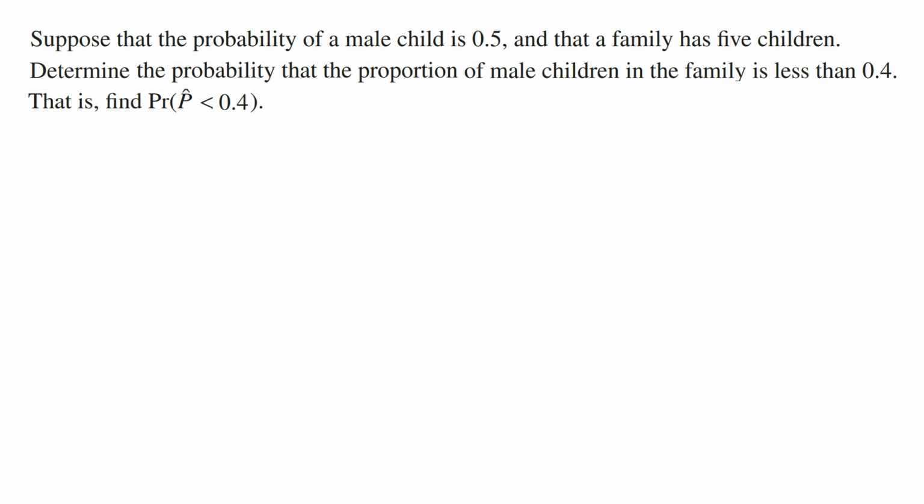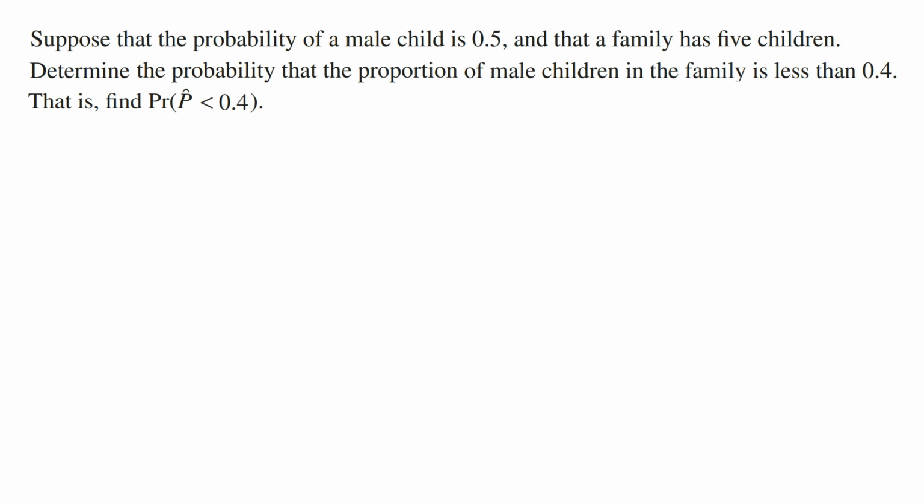For this question, we've got: suppose that the probability of a male child is 0.5 and that a family has 5 children. Determine the probability that the proportion of male children in the family is less than 0.4. That is, find the probability that p hat is less than 0.4.